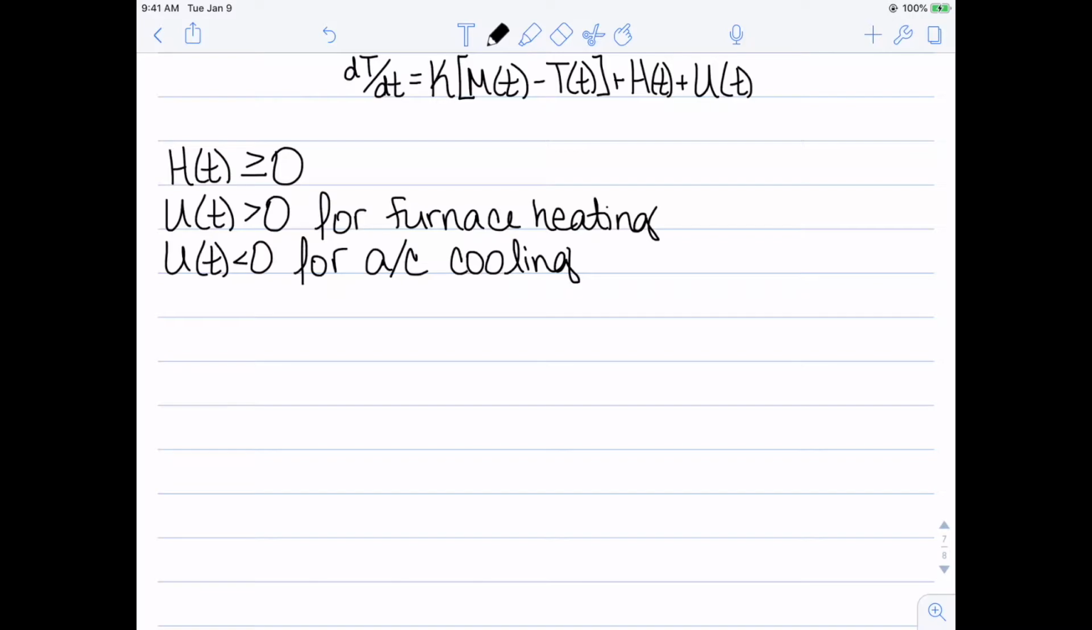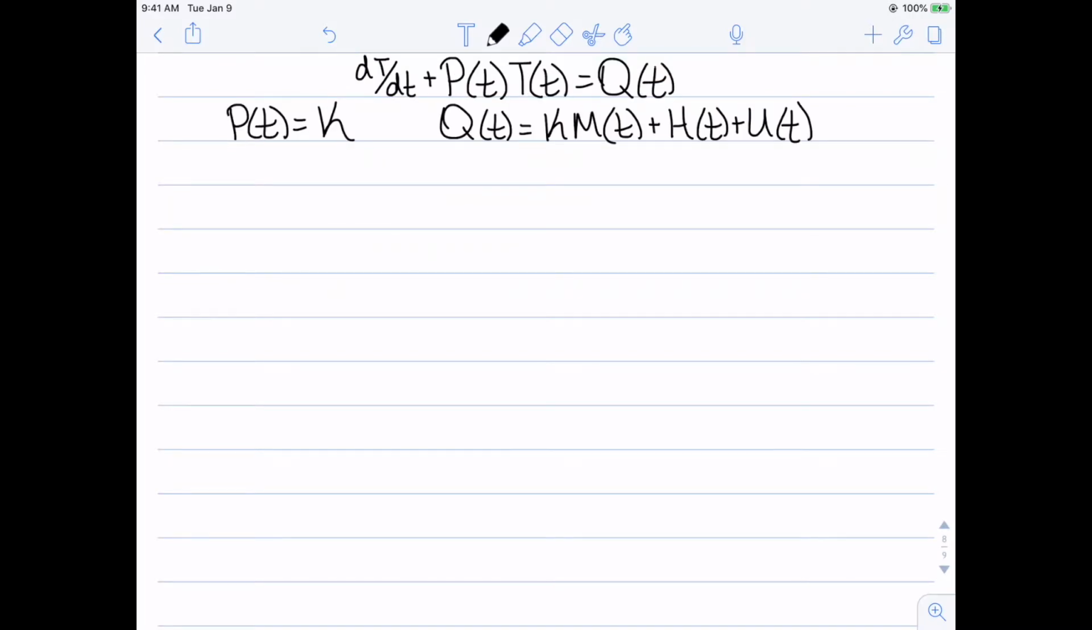So let's look at actually solving this. We can rewrite this differential equation to be in standard form. That gives us that the derivative of capital T with respect to little t plus P of t times capital T of t is equal to Q of t, where P of t is equal to k and Q of t is equal to k M of t plus H of t plus U of t. Our integrating factor is mu of t equals e to the integral of P of t dt, or the integral of k dt. The integral of k dt is just kt, so I have that my integrating factor is e to the kt.